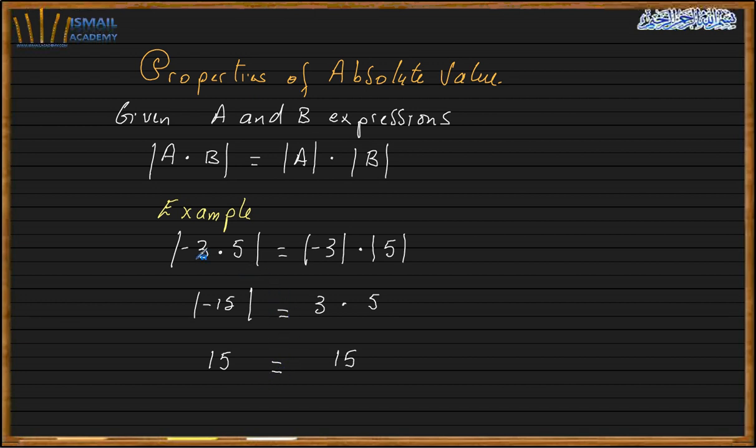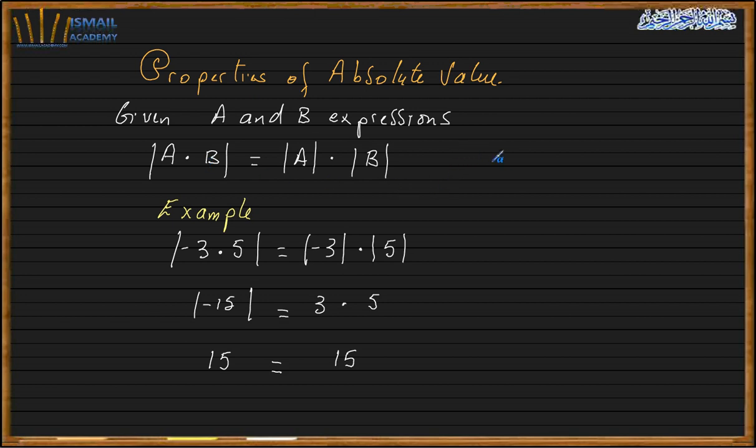So the product of absolute values is the absolute value of the product, or the absolute value of the product is the product of the absolute values. Either direction is the same thing.